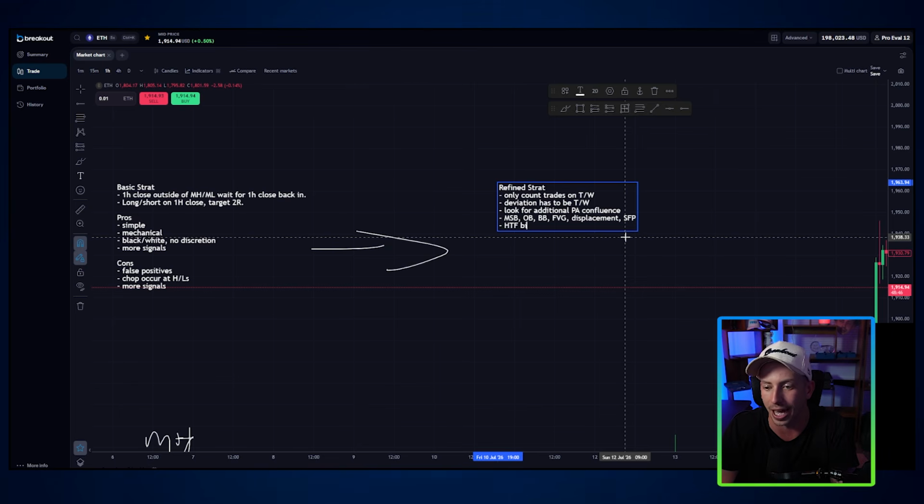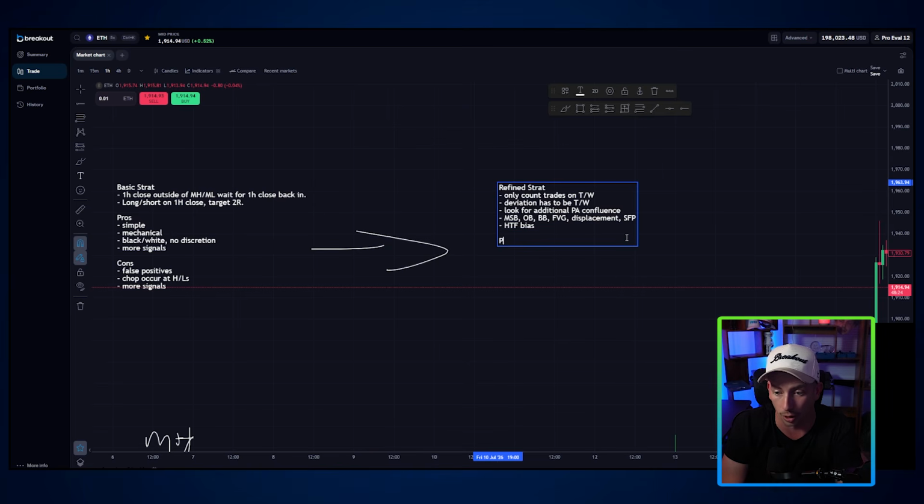Use your high time frame bias. A Monday's range low long is a lot higher probability if we're already in an uptrend. A Monday's high short is a lot higher probability if we're already in a downtrend, okay? So by adding these additional pieces of confluence here, I think you're going to have the pros, right?